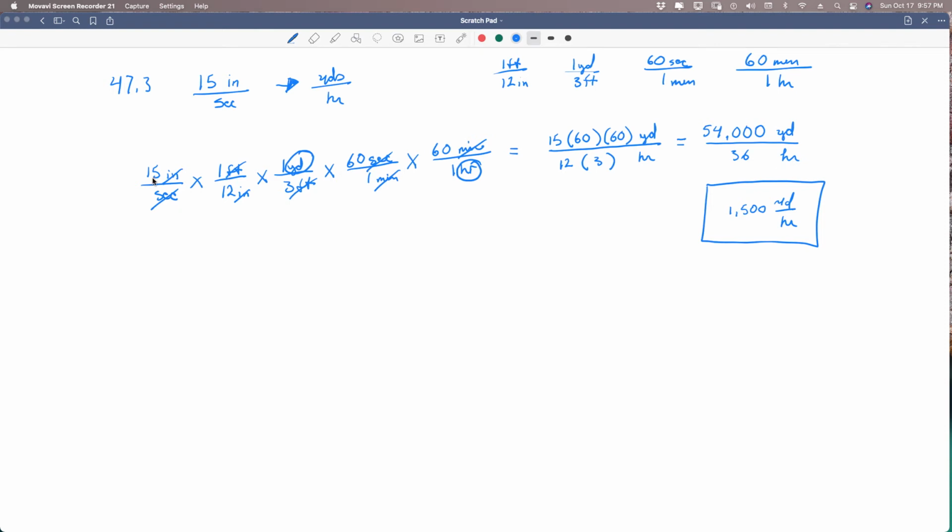And when we multiplied 15 times 1 times 1 times 60 times 60, we got 54,000. And 12 times 3 times 1 times 1 is 36. So when we divided 54,000 by 36, we got 1,500 yards per hour. Okay? All right. So those are actually getting kind of fun now. They're adding another component to make it just a little bit more interesting, because you should be able to do the other ones pretty much on sight. You know what you're doing.